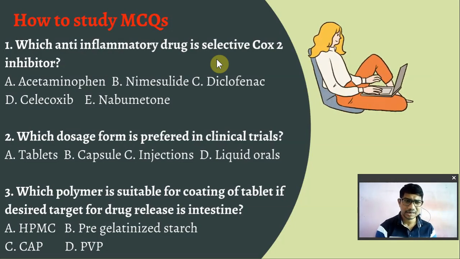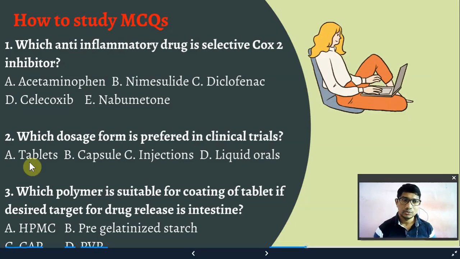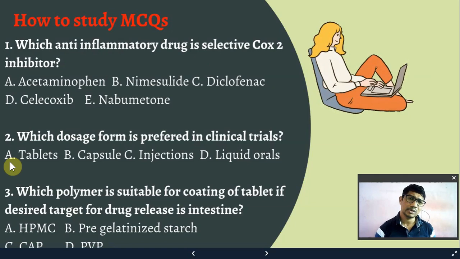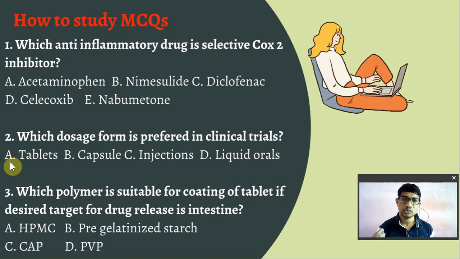Now let's come to the second MCQ: which dosage form is preferred in clinical trials? It is a logical question and you have to answer using your logic. Option A tablets, option B capsules, option C injections, and option D liquid orals. The correct answer is option B, capsules. Capsules are the dosage form commonly used in clinical trials. That doesn't mean other dosage forms are not used, but commonly capsules are used.